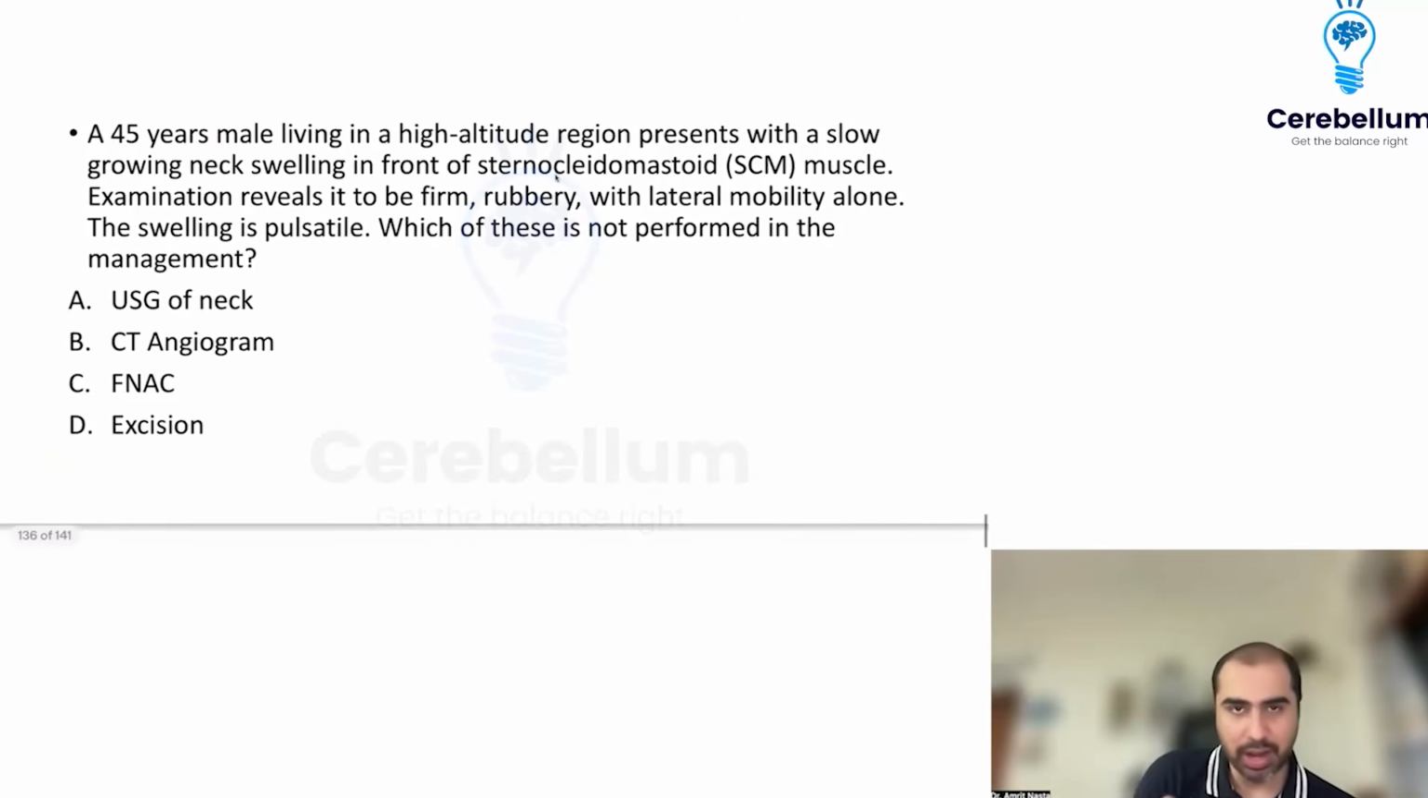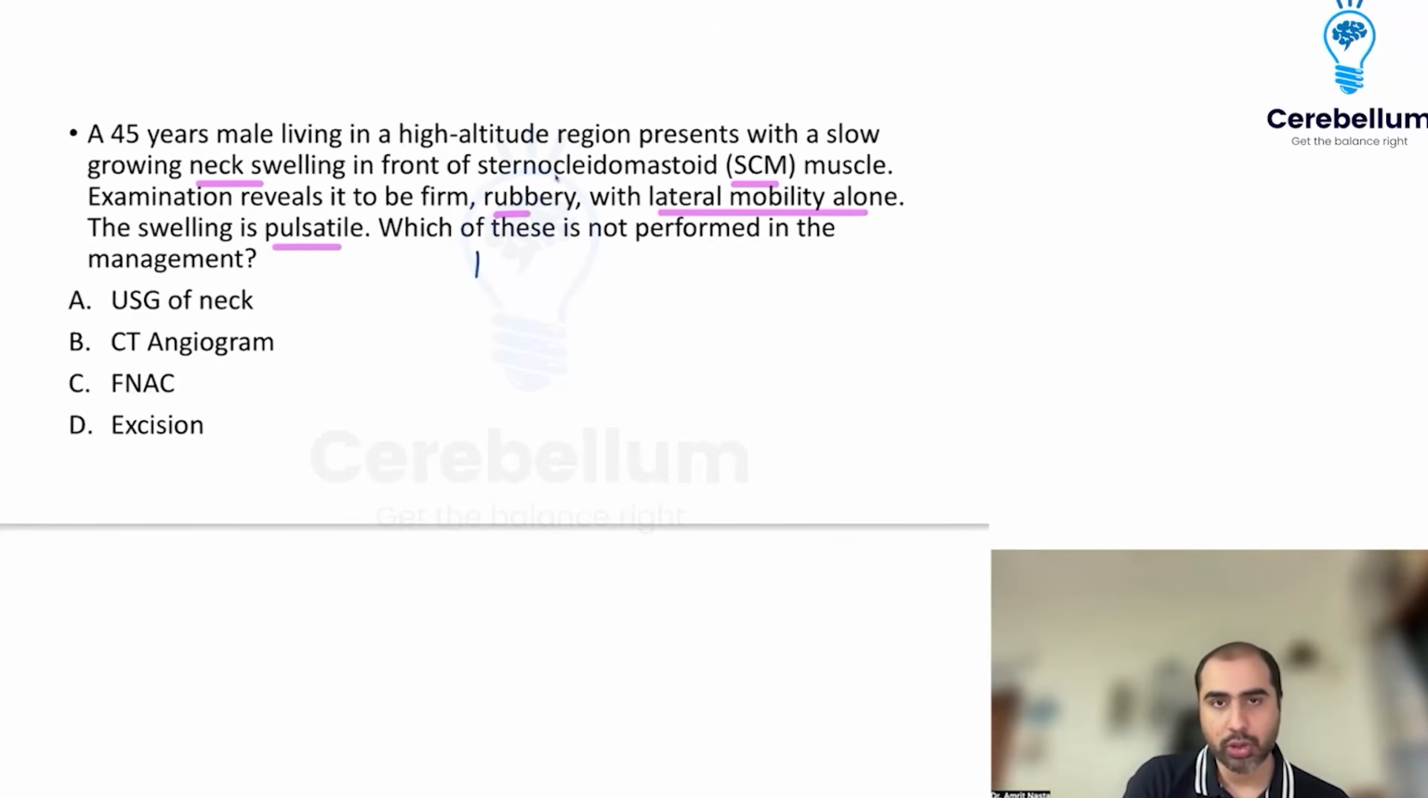Okay, new concept. I don't think I've ever discussed this, but I'm sure you would have studied it in ENT. A patient at high altitude has a swelling in front of the neck. It is a rubbery swelling, it is showing lateral mobility, and it is pulsatile. What is the swelling?